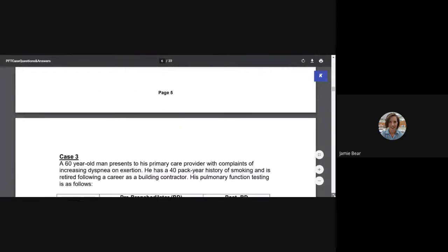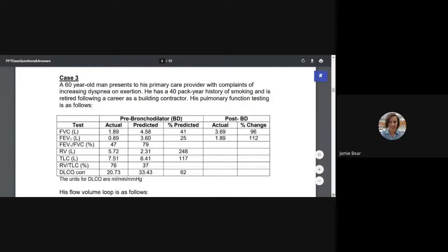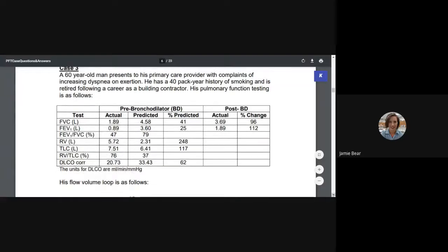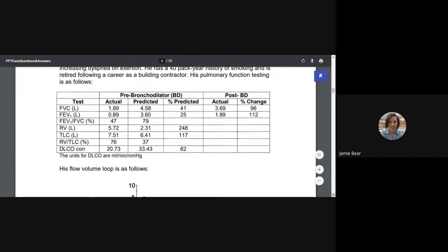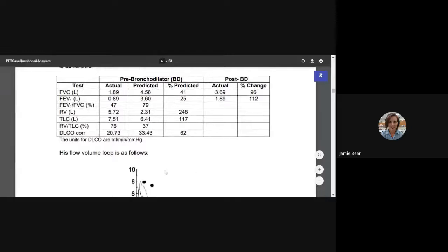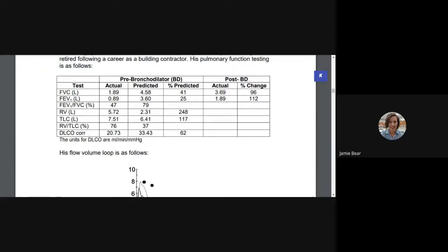Okay, let's look at number 3. We have a 60-year-old man who presents to his primary care provider with complaints of increasing dyspnea on exertion. He has a 40-pack-year history of smoking and is retired following a career as a building contractor. His PFT is as follows. He has 41% of predicted FVC, 25%, and 47%. So he is significantly decreased in FVC, FEV1, and his ratio.